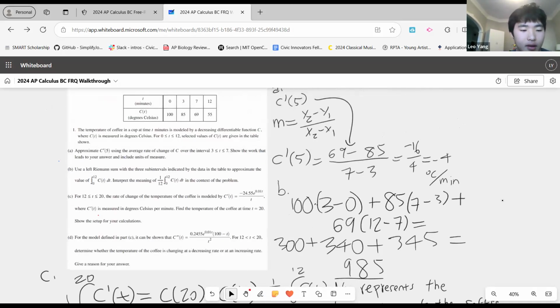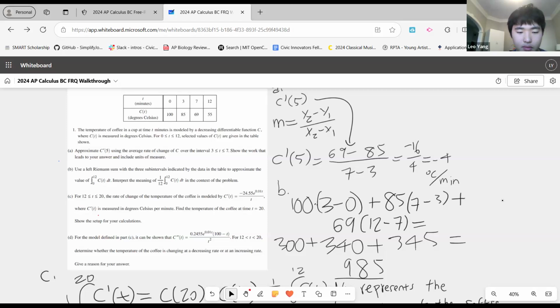Now for part D. For the model to find a part C, it can be shown that C prime prime equals this. For 12 less than t less than 20, determine whether the temperature of the coffee is changing at a decreasing rate or at an increasing rate. Give an answer, reason for your answer. So remember, whether the temperature of the coffee is changing at a decreasing or increasing rate is dependent on the second derivative of the function.